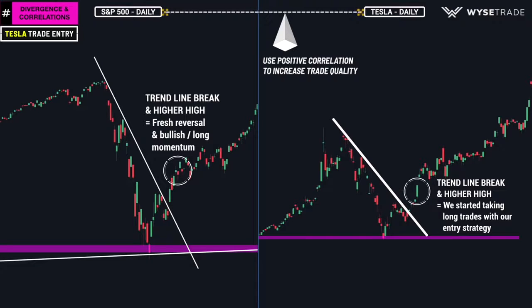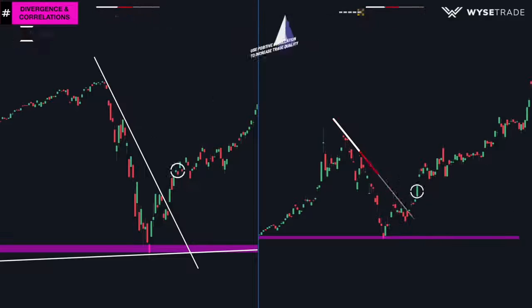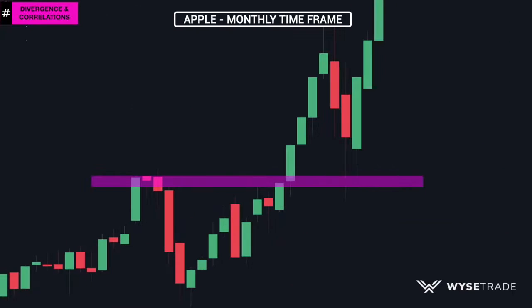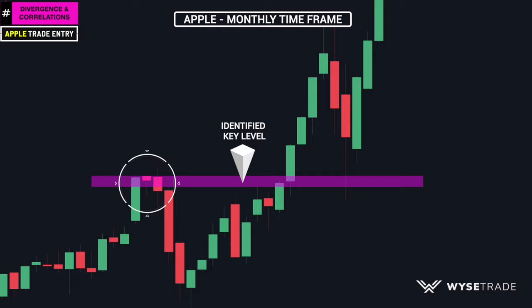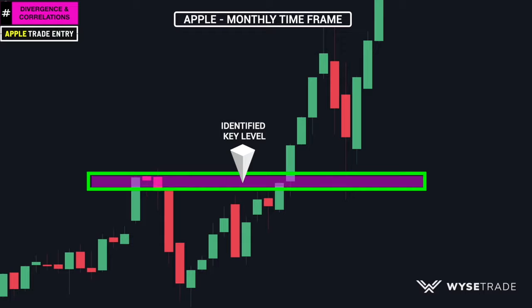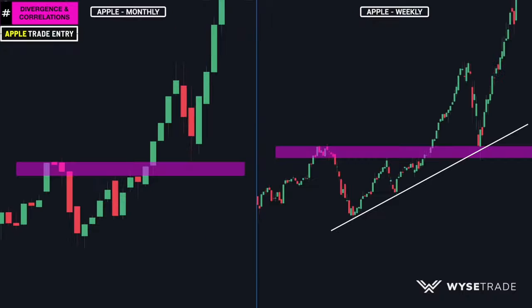So let's go through the same concept, but through the Apple trade we took. So again, here on the Apple stock, on the monthly time frame, we had our key level here because of this reversal, and we had it drawn in. So let's confirm this on the weekly time frame.